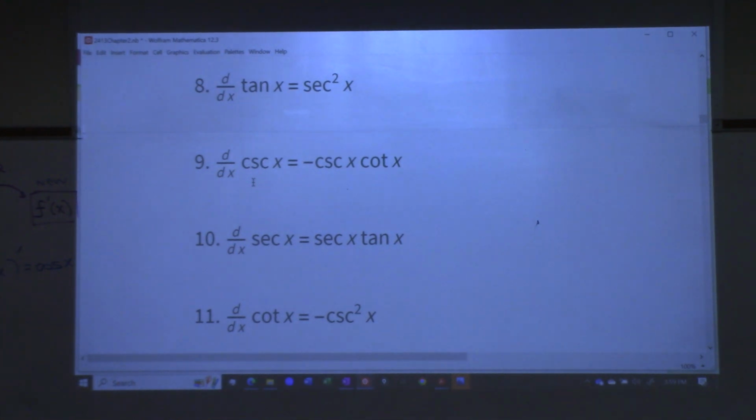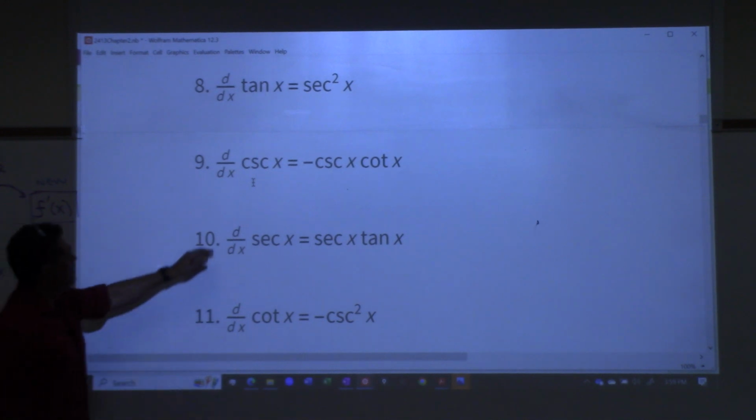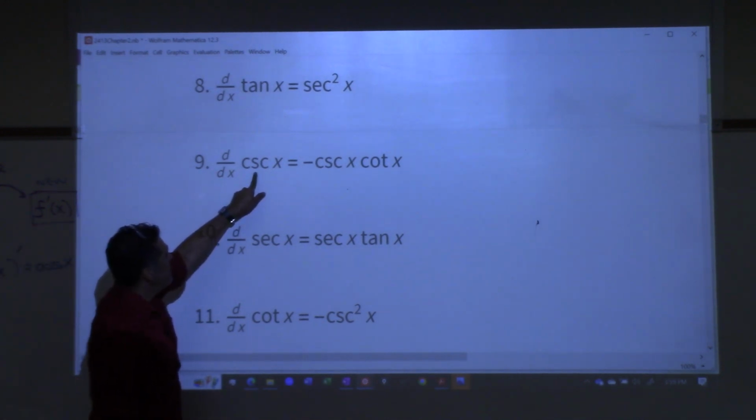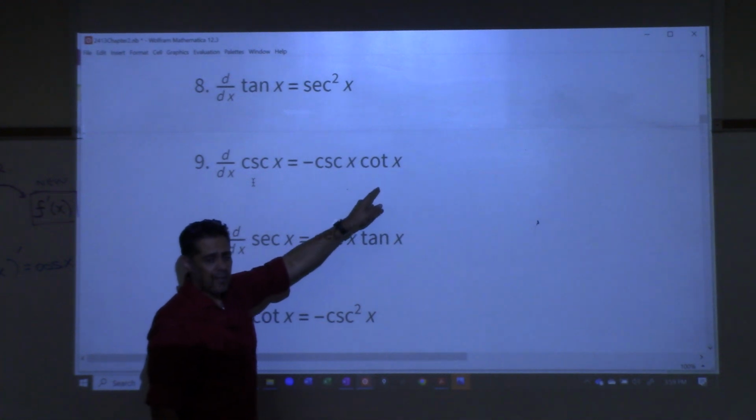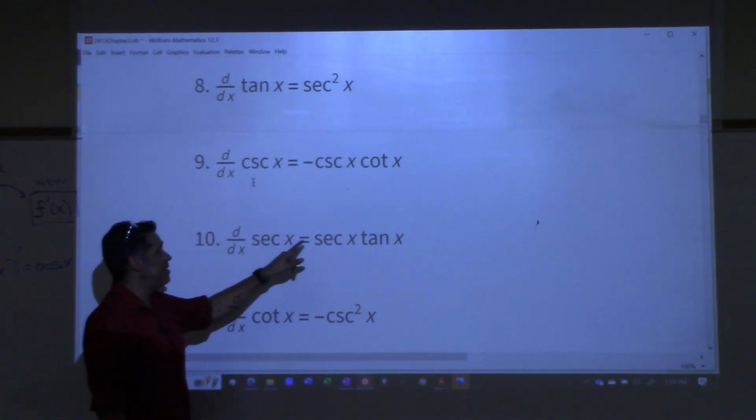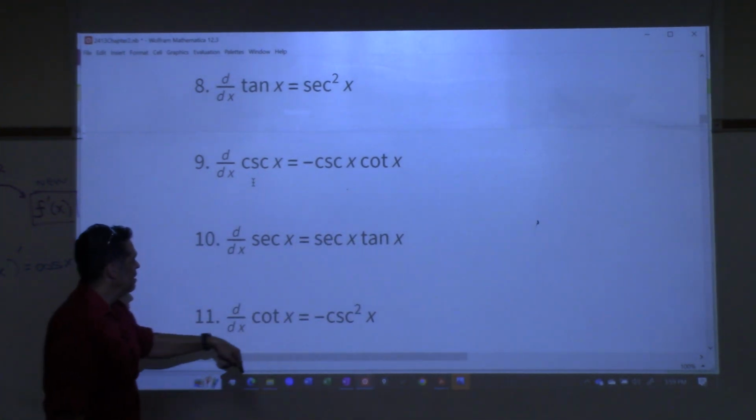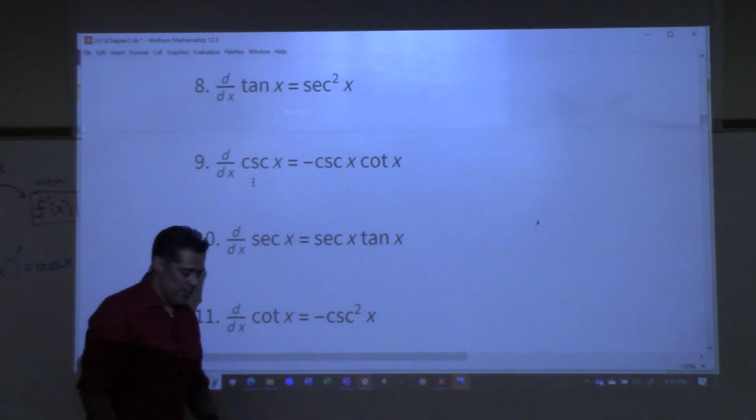Not going to go through the proof. And then things start getting weird. The derivative of cosecant x is negative cosecant x cotangent x. Derivative of secant x is secant x tangent x. Derivative of cotangent x is negative cosecant squared x.